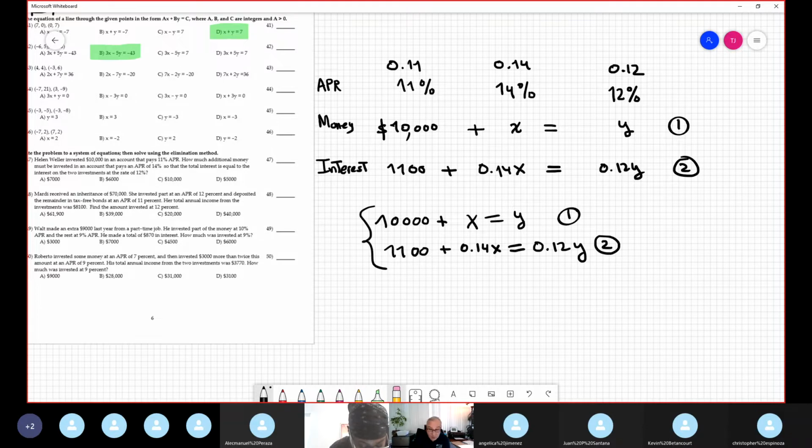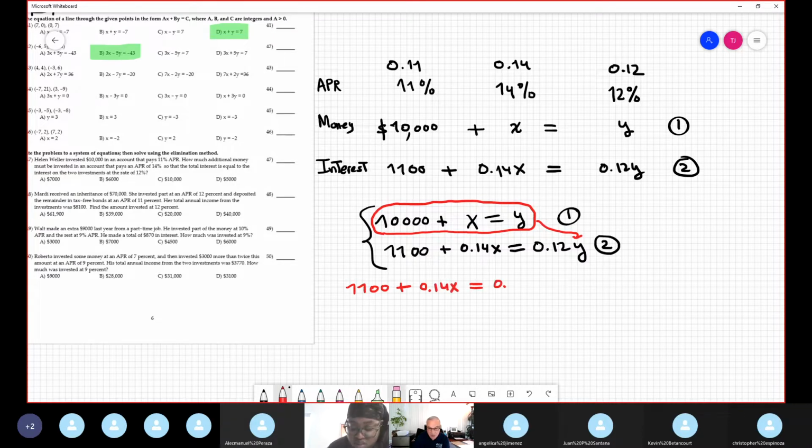Okay, I take advantage that y is isolated, so I apply substitution. You take this equation, and you plug it in where? Here, in the y place. Okay, this is my new equation now: 1100 plus 0.14x is equal to 0.12 times... no y anymore. You replace it by 10,000 plus x. So in that moment, we have only one unknown, x.